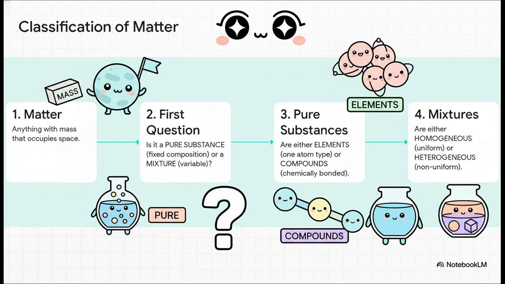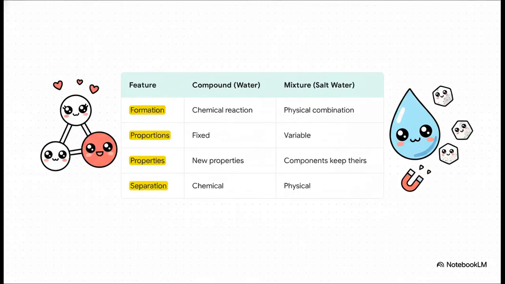At the very top, everything is either a pure substance or a mixture. Now, pure substances are pretty simple. They're either elements, like pure gold, or compounds, like pure water. The key is their recipe never, ever changes. Mixtures, on the other hand, are just different things physically jumbled together, and you can change the recipe all you want.